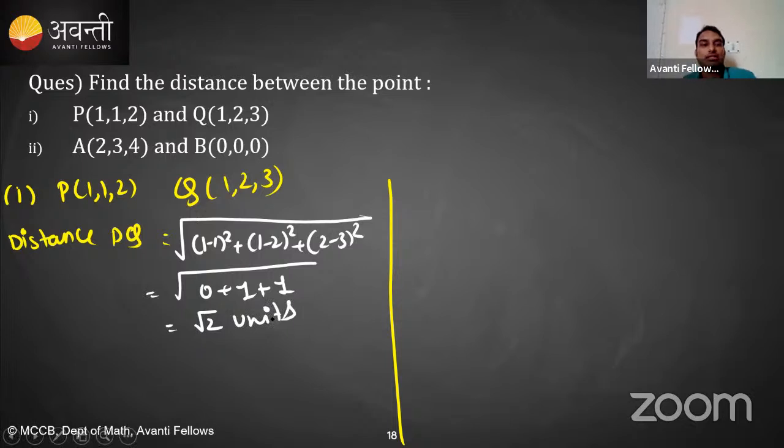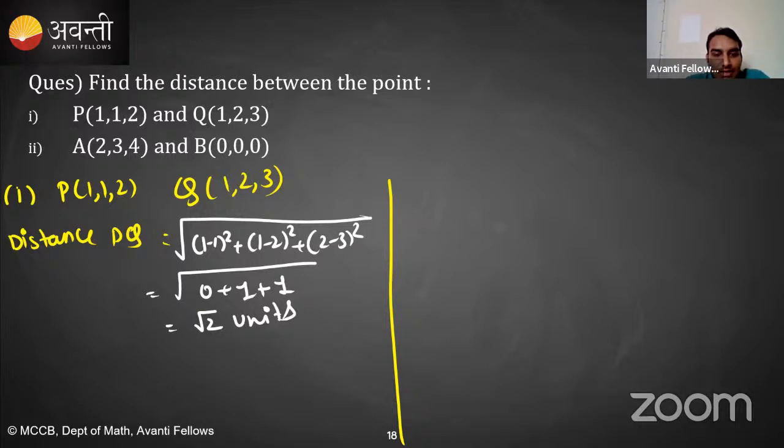Many times what students do, they just mention that distance is √2. And then the answer is wrong. The complete answer is wrong, it is partially correct. √2 what? You should mention the units, right? If nothing is mentioned, you just say that distance is √2 units.